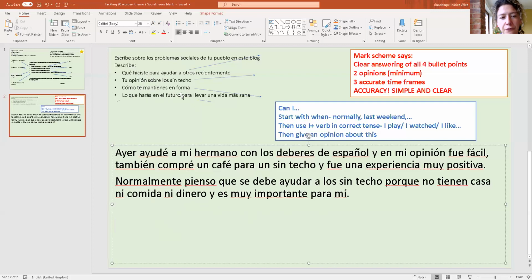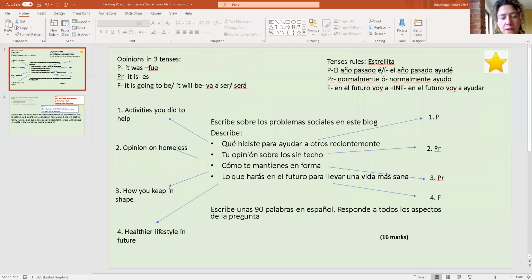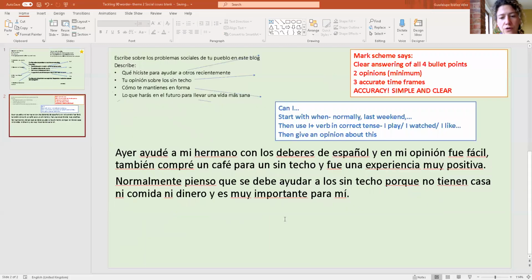¿Cómo te mantienes en forma? Now that bullet point is the present tense, okay? And it's how you keep in shape, what you do. So I'm going to start. Can I start with the time frame? Yeah, I could say that sometimes, I mean, I could use normally again, but then I would be repeating. So let's change it for another one. Or I could say every day, or every week, or I could say sometimes.